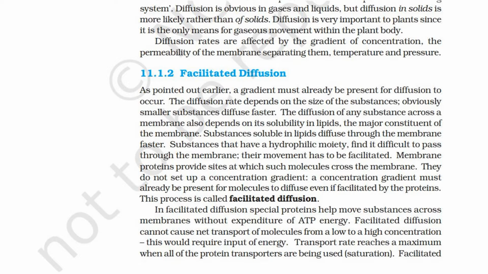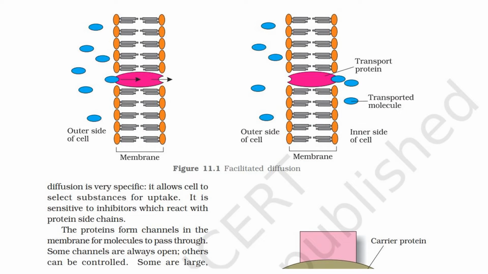Facilitated diffusion cannot cause net transport of molecules from a low to a high concentration. This would require input of energy. Transport rate reaches a maximum when all of the protein transporters are being used. Saturation. Facilitated diffusion is very specific. It allows the cell to select substances for uptake. It is sensitive to inhibitors which react with protein side chains.